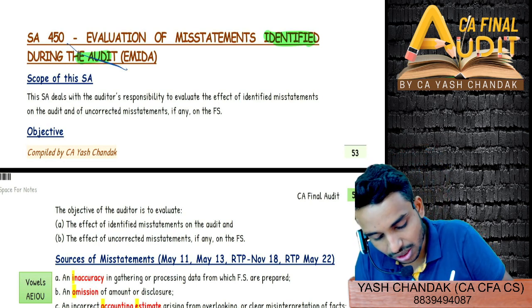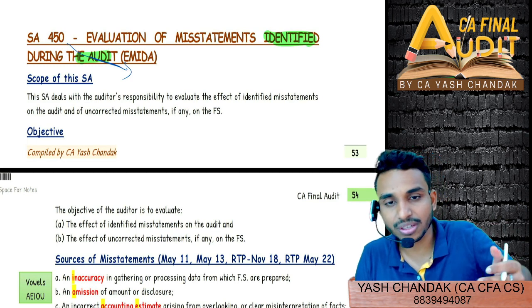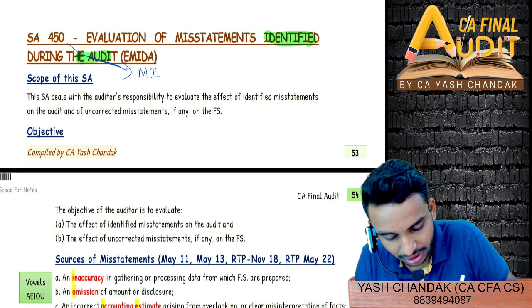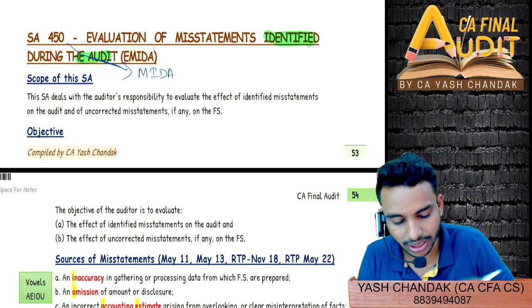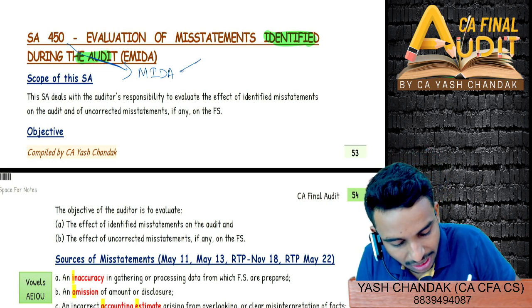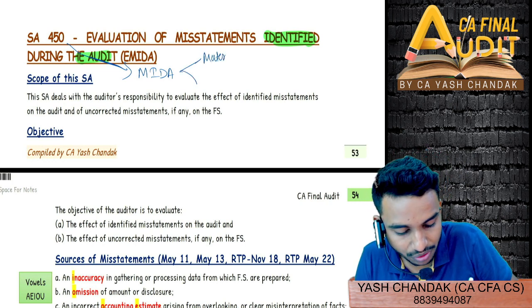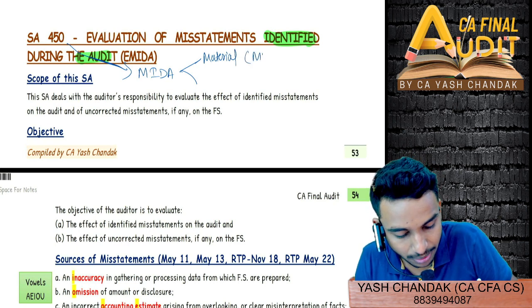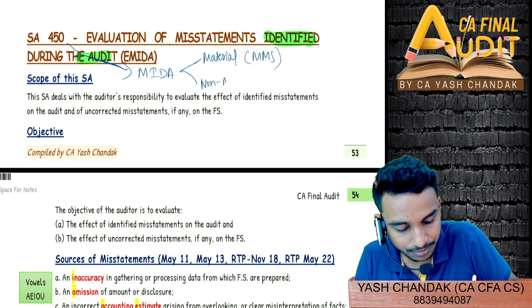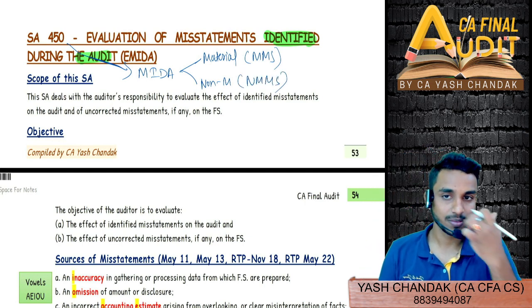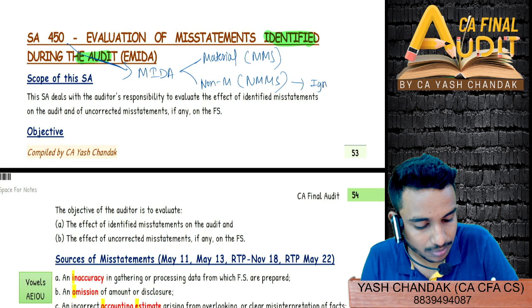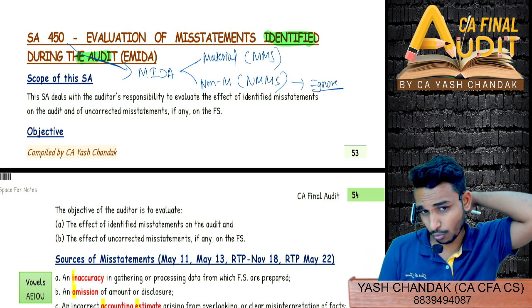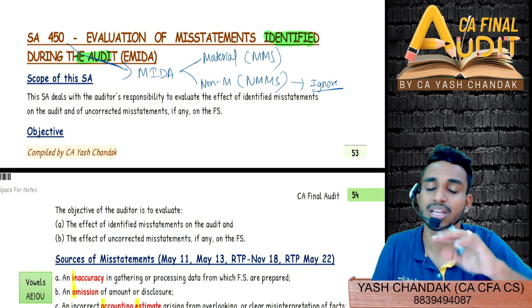So what exactly are we supposed to do here in SA 450? We have to first assess what misstatements we have identified during the audit, and evaluate them. How exactly are we going to evaluate? We have to assess whether it is material or not. First of all, whether the misstatement is a material misstatement or a non-material misstatement. If it is non-material, then okay, ignore it. You can tell the management or TCWG whatever you want to communicate, and then leave it.